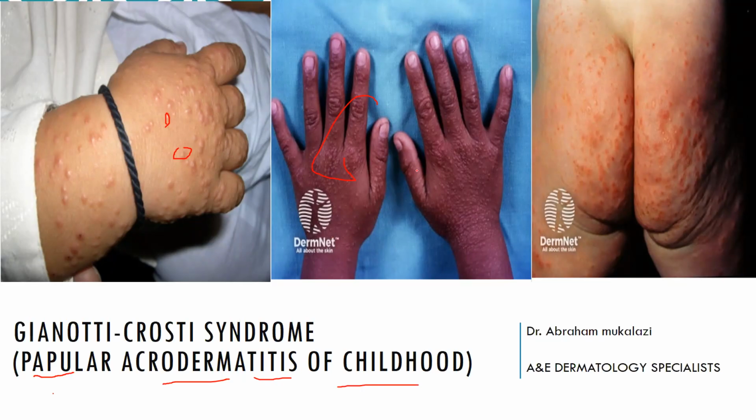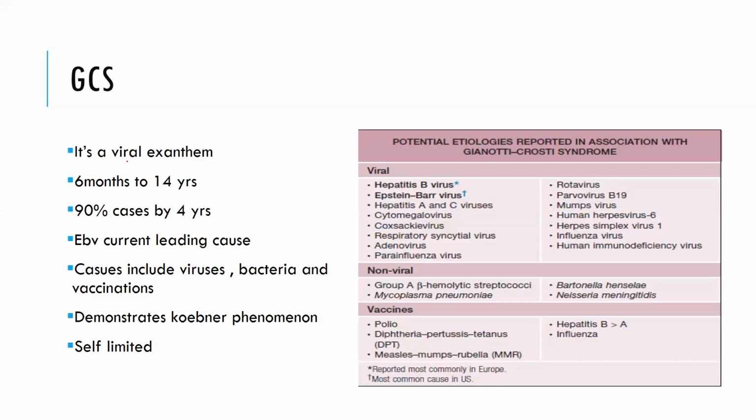So Gianotti-Crosti syndrome is a viral exanthem which usually affects children aged between 6 months and 14 years, with 90% of the cases occurring by the age of 4 years, meaning that above 4 years, few cases will be reported for this condition. Initially, the leading cause was hepatitis B, but because of vaccination, currently the leading cause is Epstein-Barr virus, and other viruses, bacteria, and vaccinations have also been implicated in this condition.